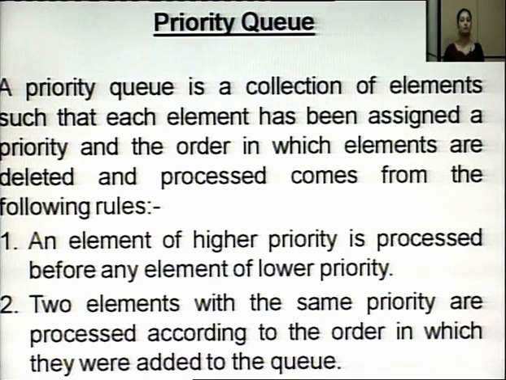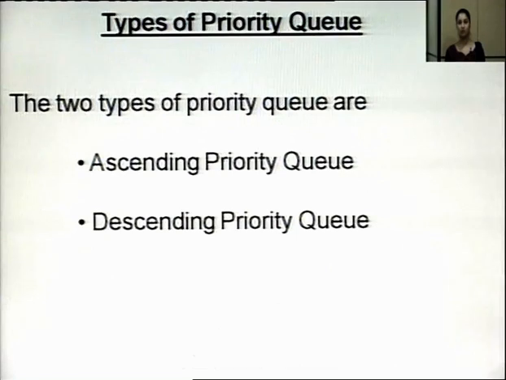If there are two elements which are of the same priority, then the order in which they came to the queue, in that order they will be processed. When the elements have the same priority, at that time we use the FIFO rule, that is first come first serve order, and in this I just process the element which came first in the queue. Now the priority queue is again of two types, that is the ascending priority queue and the descending priority queue. These are the two types of priority queue.